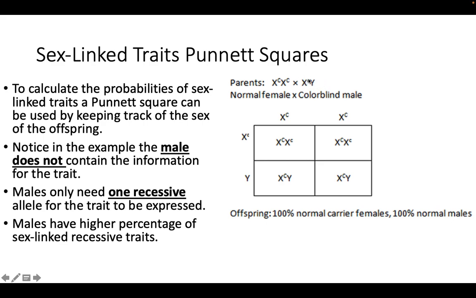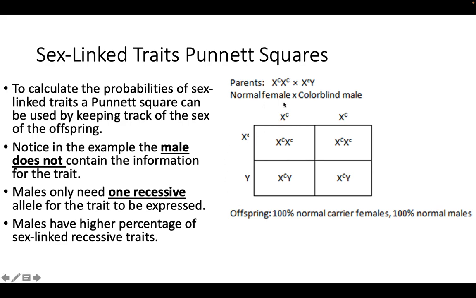So the males can get the X-linked traits, and they can get them a lot easier. Males only need one recessive allele for the trait to be expressed, and that's why color blindness, with it being sex-linked, is much more common in males than females.